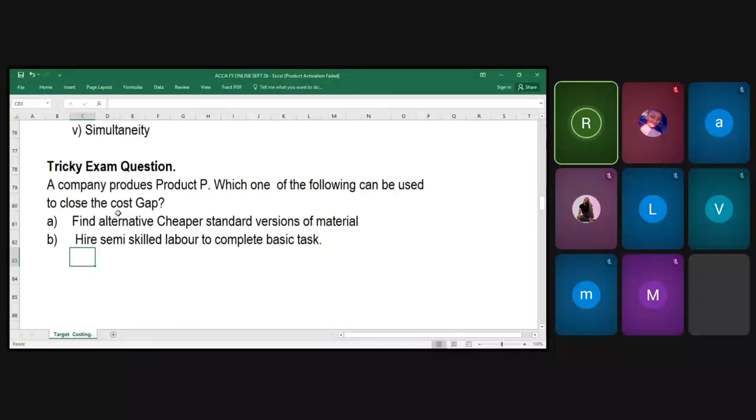Who wants to try? Give us the answer and state why. I think the answer is A, to find alternative, cheaper standard versions of the material, since product P is a tangible good or a tangible product.